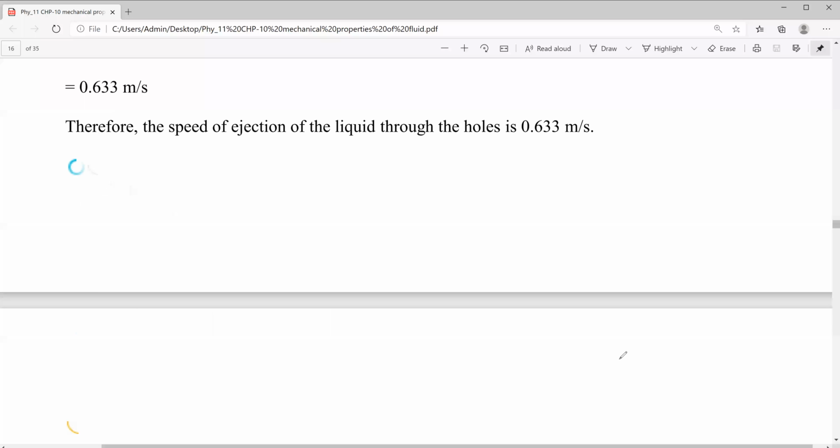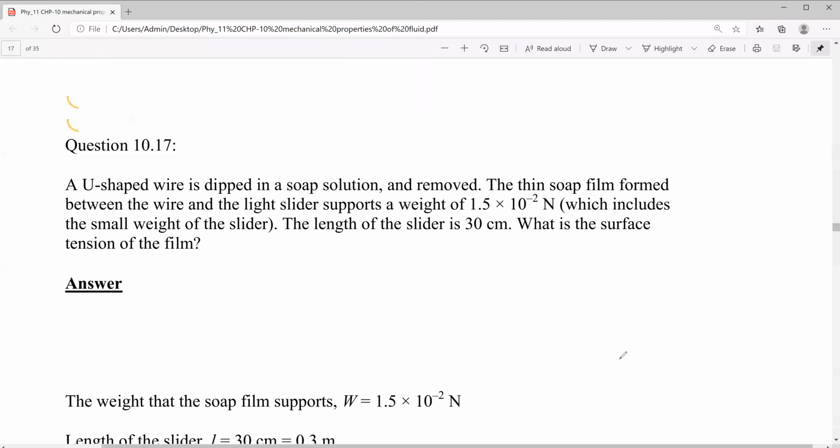So shall we move to the next? So the next question is like this.